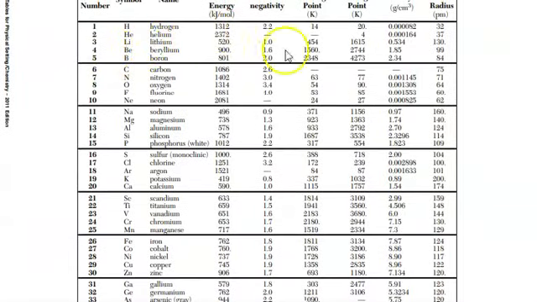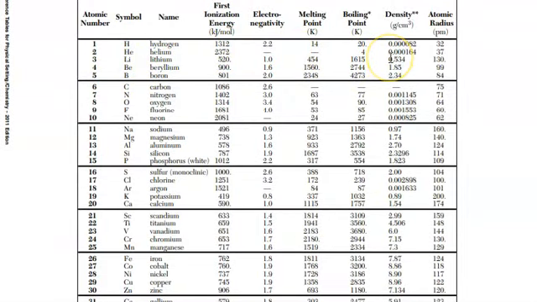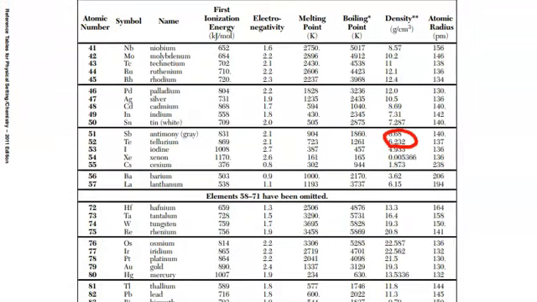We go over to the second to last column, and we see that the density for helium is less than 1, right? 0.000164. Let's find tellurium. Tellurium, element 52, has a density of 6.232. Well, it's obvious to tell then that tellurium has a greater density than helium.